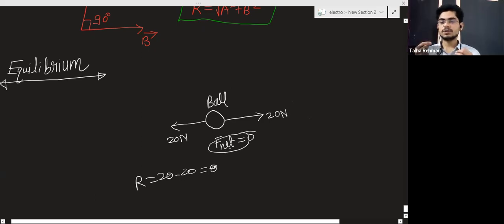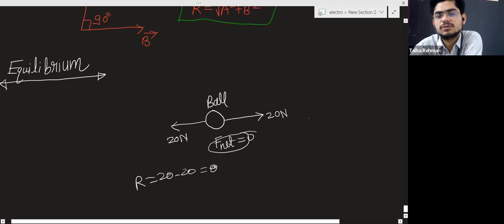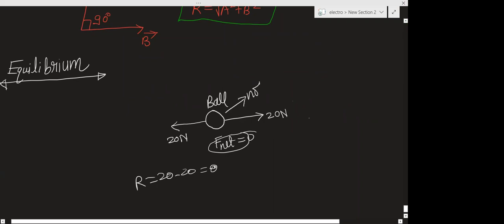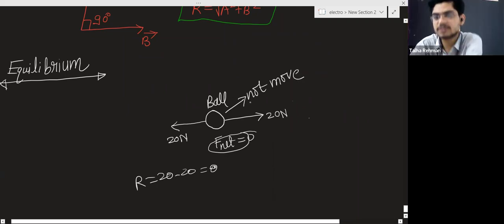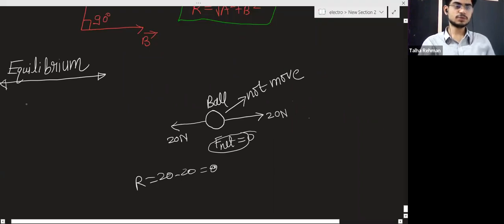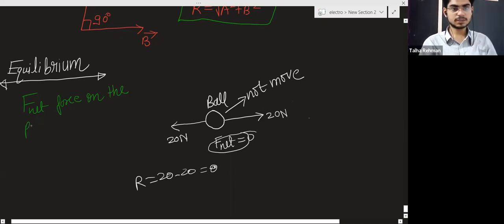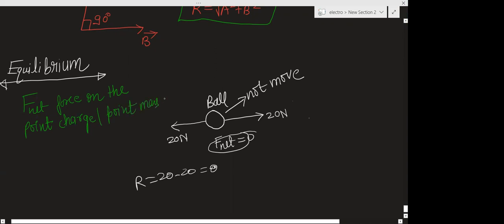And you can feel these things physically. Like see here. This ball will move or not? Not move now? No. Not move means the position of this ball will remain the same, because the net force on this ball is zero. So that's why in equilibrium, the net force on the body or a point mass, you can say, on the point charge or point mass, is zero.